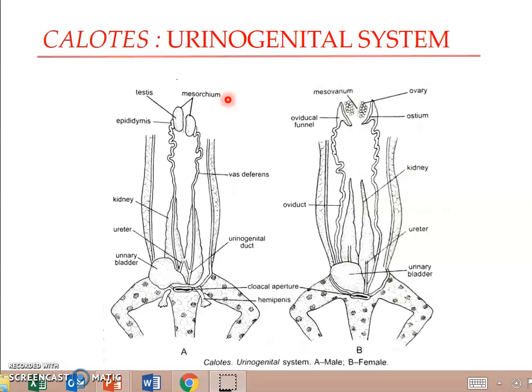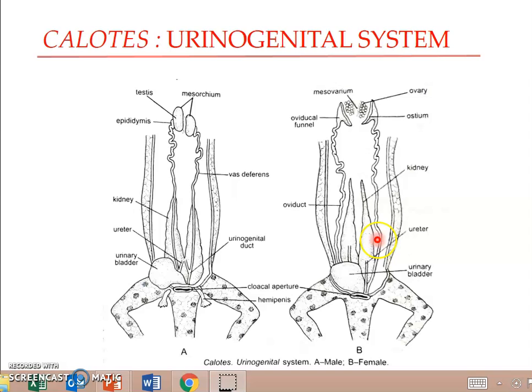From the inner side of each testis arises the epididymis. You can see here the coiled one, and it continues as a convoluted vas deferens. This vas deferens joins with the ureter on its side and forms a urinogenital duct. This urinogenital duct opens into the cloaca. Hence the urinogenital duct is a common duct for both the reproductive system and the excretory system, and it drains both the urine as well as sperms. Now this is about the reproductive system of males.